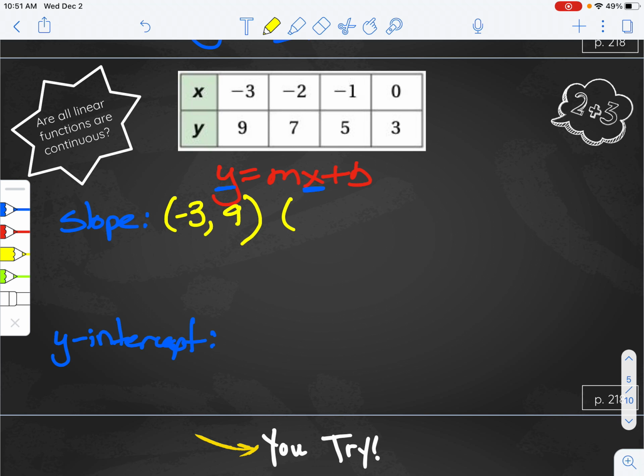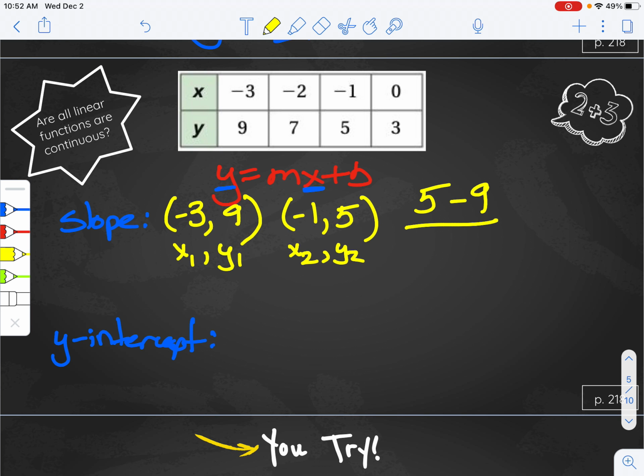Let's say we choose -3, 9, and we choose our other point to be -1, 5. Now I'm going to go ahead and label these. We'll just call this one x1 again because it's the first one, y1, x2, y2. Now we know that we need to do y2 minus y1, which is 9, over the top of x2 minus x1.